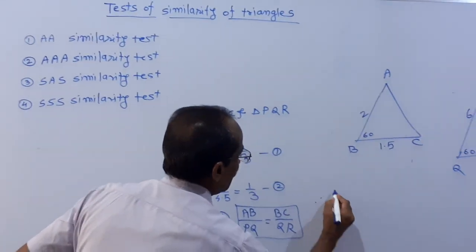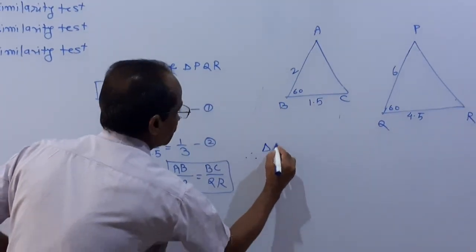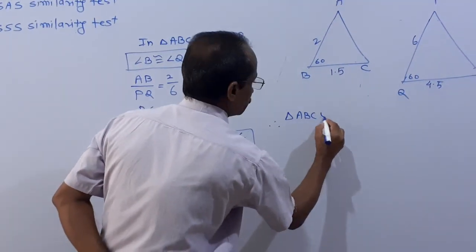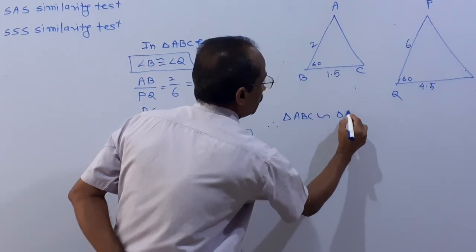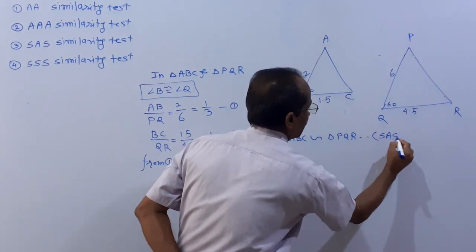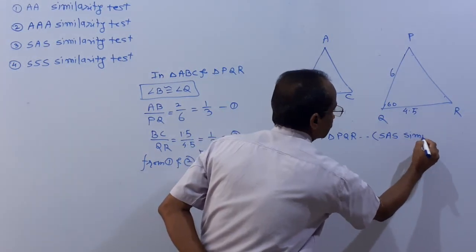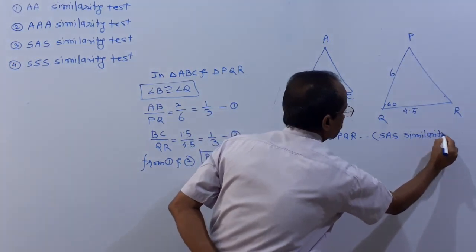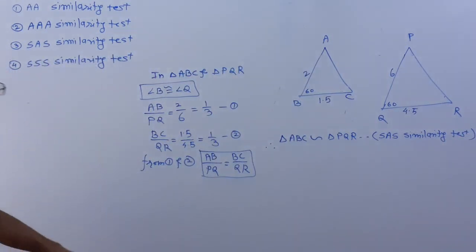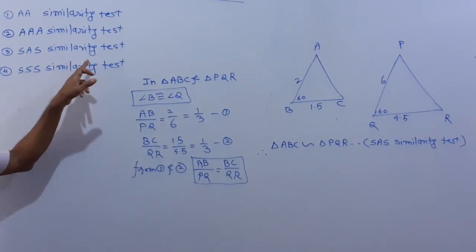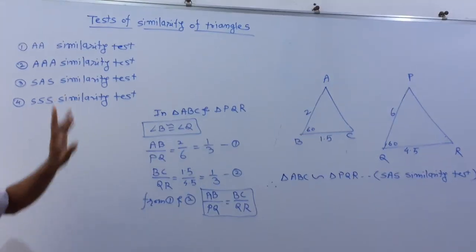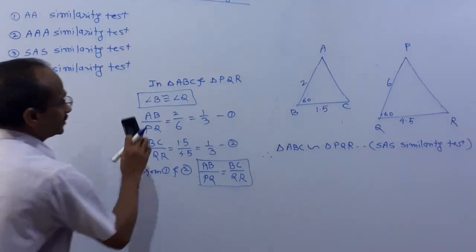Therefore, triangle ABC is similar to triangle PQR and the test is the SAS similarity test. So this is all about the SAS similarity test. Now the last test, the SSS similarity test. Let us see this.